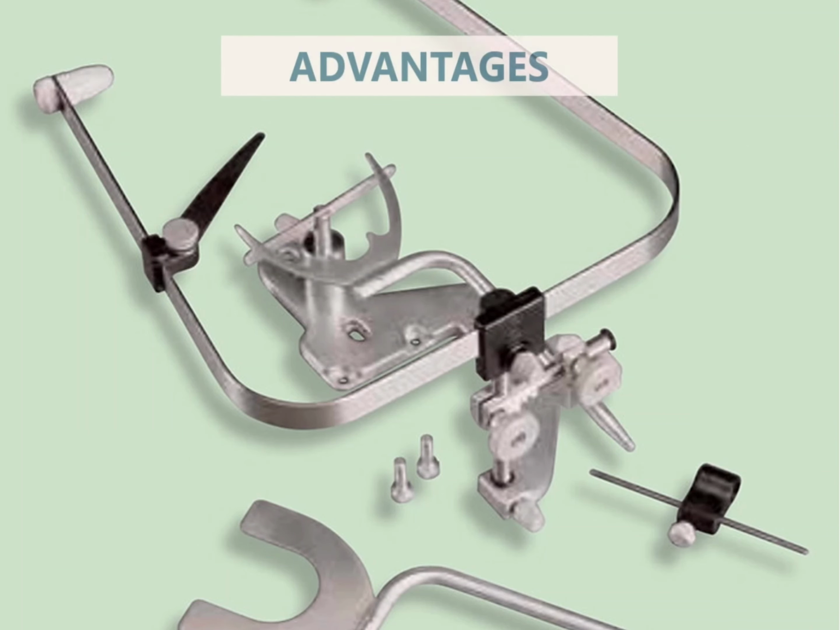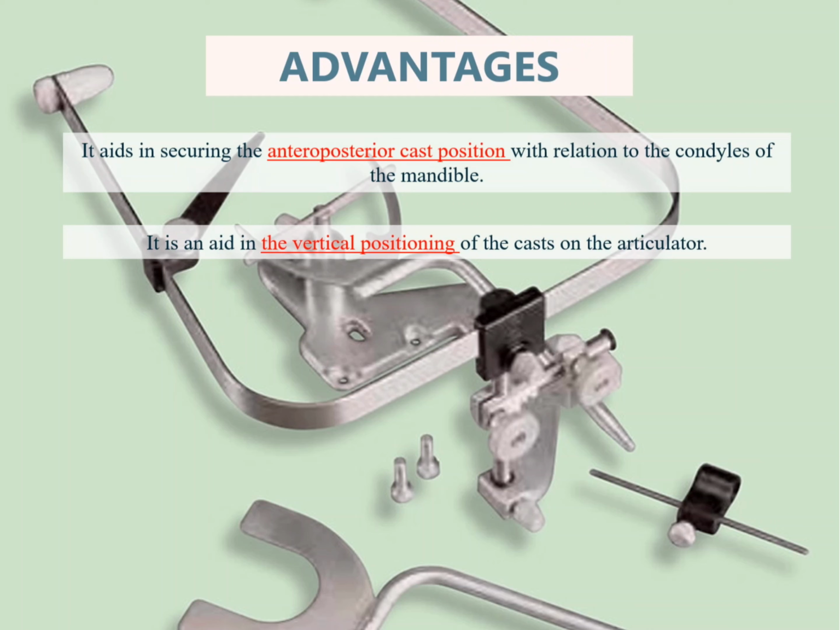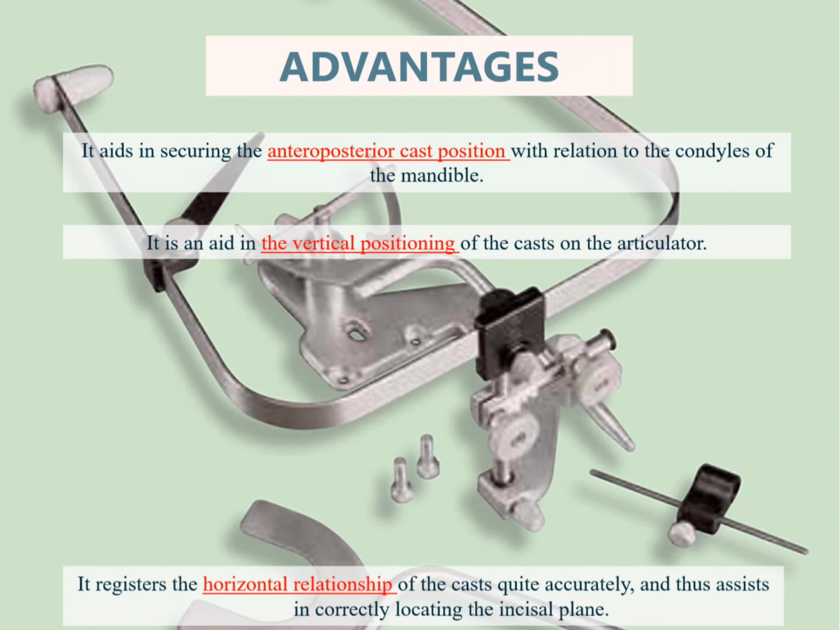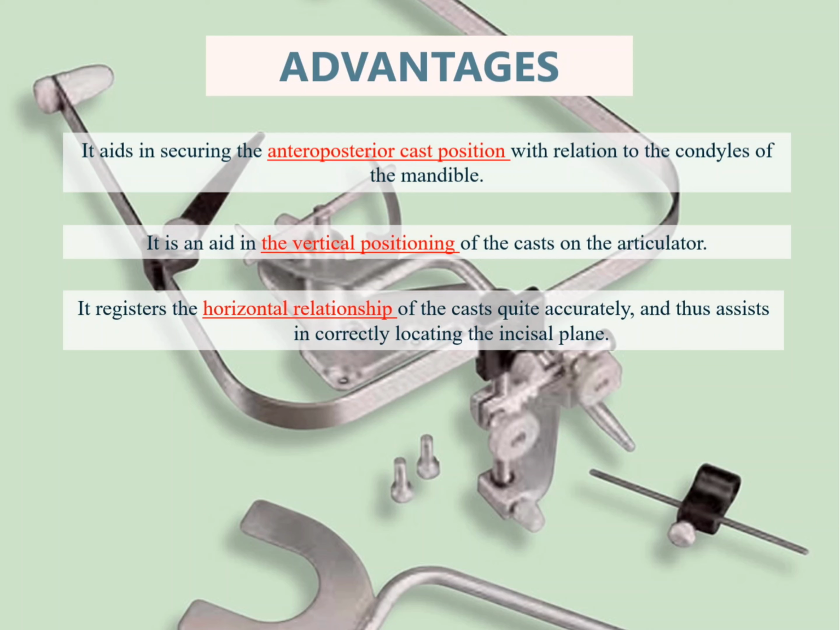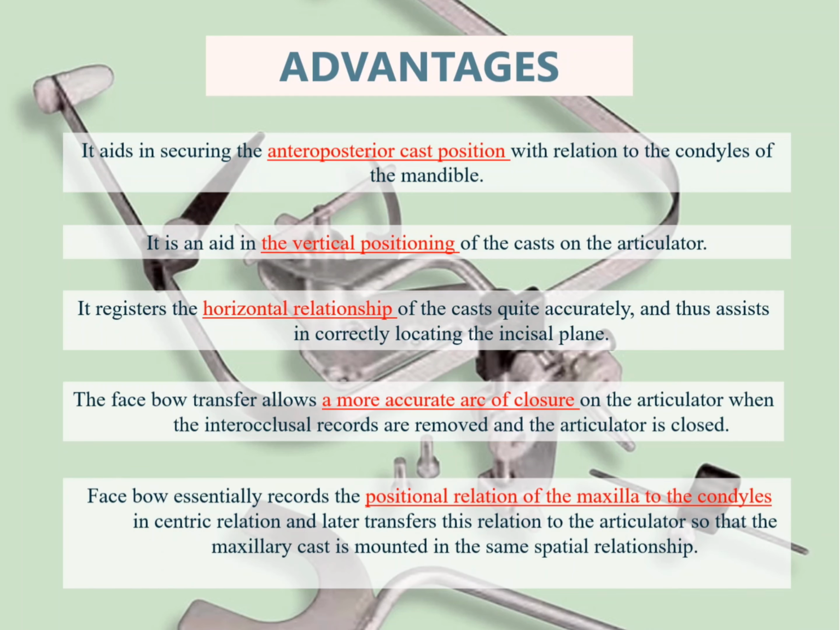The advantages include: it aids in securing the antero-posterior cast position in relation to the condyles of the mandible. It is an aid in the vertical positioning of the cast on the articulator. It registers the horizontal relationship of the casts quite accurately and thus assists in correctly locating the incisal plane. The Facebow transfer allows a more accurate arc of closure on the articulator when the interocclusal records are removed and the articulator is closed. Facebow essentially records the positional relationship of the maxilla to the condyles in centric relation and later transfers this relation to the articulator so that the maxillary cast is mounted in the same spatial relationship.